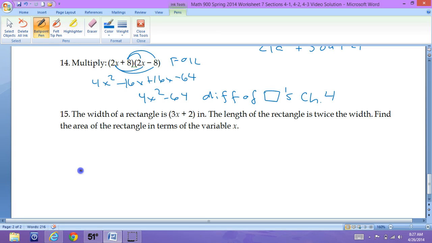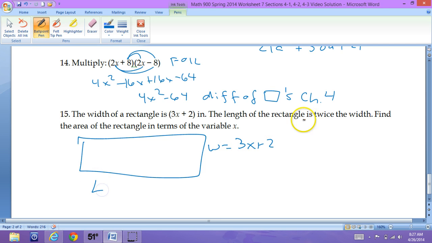Now this last problem of the worksheet I like a lot. So we're going to draw the picture. I always suggest, as soon as it says triangle or diamond or circle or half sphere, whatever you're supposed to do, draw it because it helps the visual. The rectangle, the width is 3x plus 2. That's what it's telling you. The length is twice the width. And what was the width? 3x plus 2. So what's the formula for area? Area equals length times width.